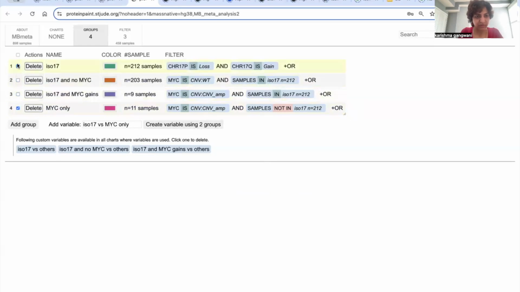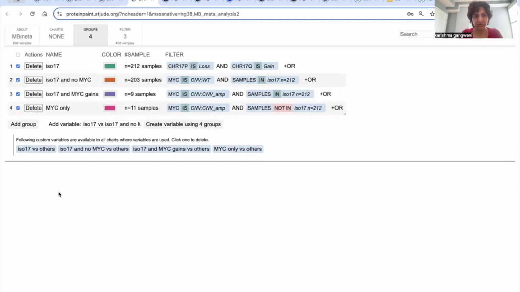and then deselect the first 3. And then I'm going to create a group with MYC only. So you see what we did? We're creating combinations where we're including ISO 17 and excluding MYC, and then the other cases where we're including both of them, or excluding ISO 17 and keeping MYC, right?